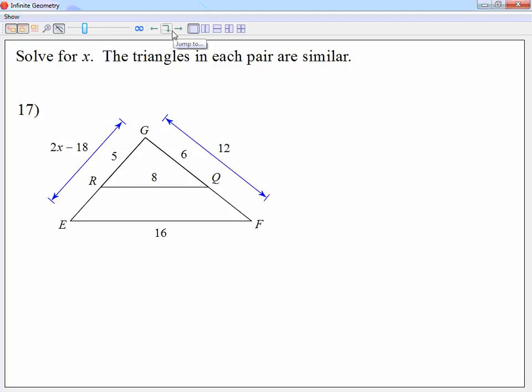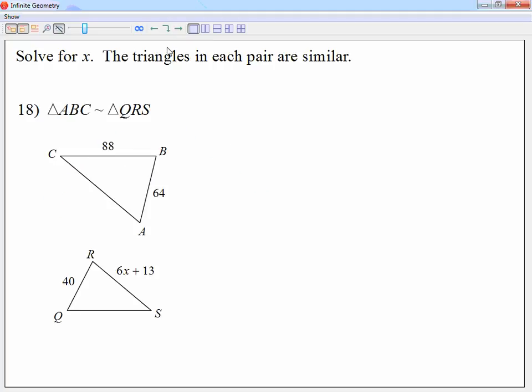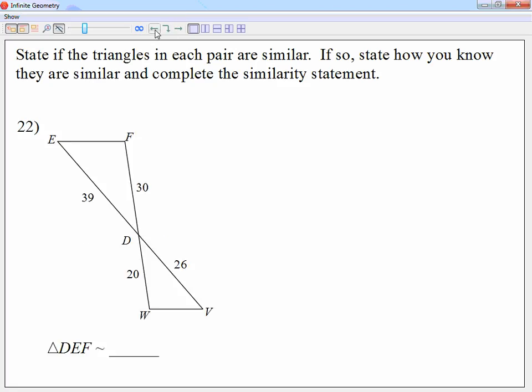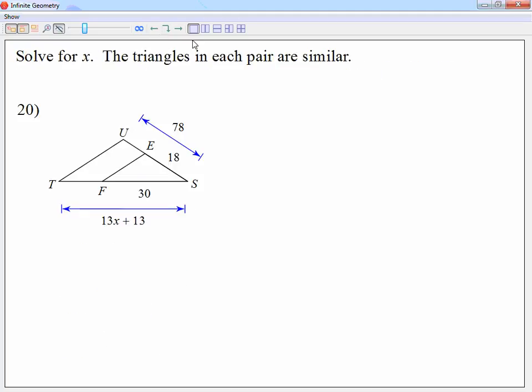All right, now for 17, solve for x. The triangles in each pair are similar. Well, I shall let you guys finish those. Let me take a look at number 18. Or better yet, I think 18 up until 20 is pretty similar. Any questions up until 20? So up until 20, are we good?